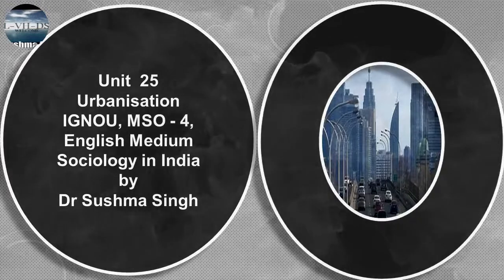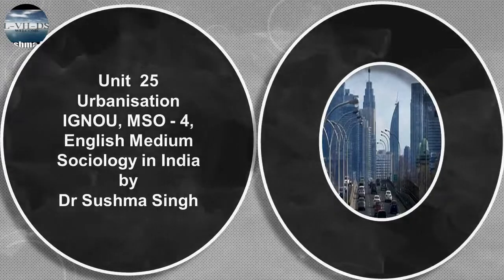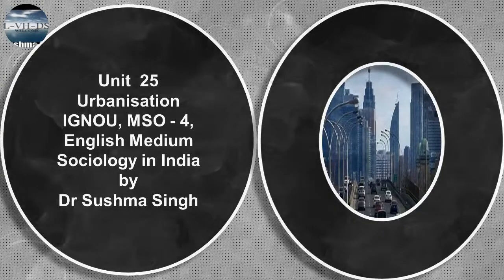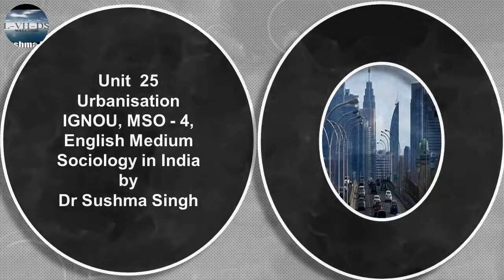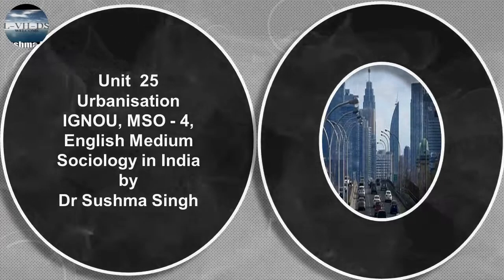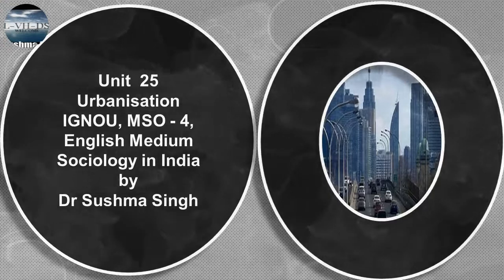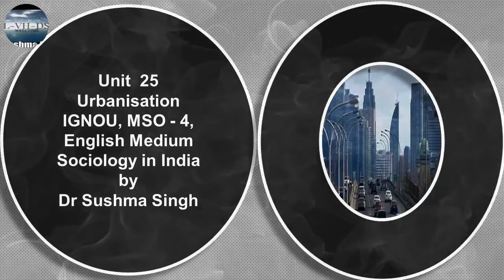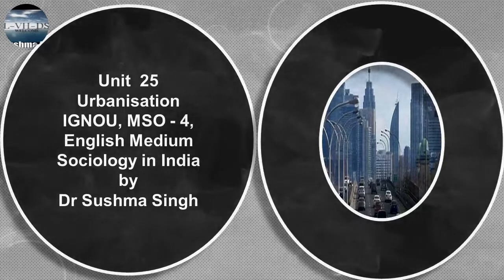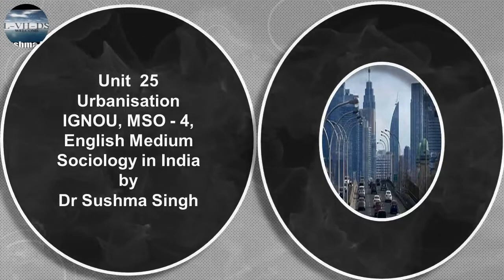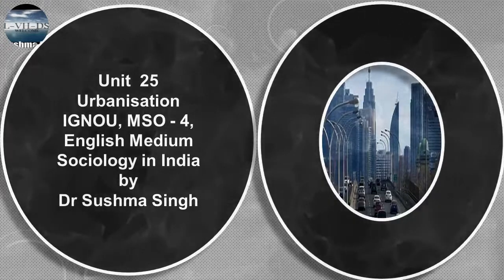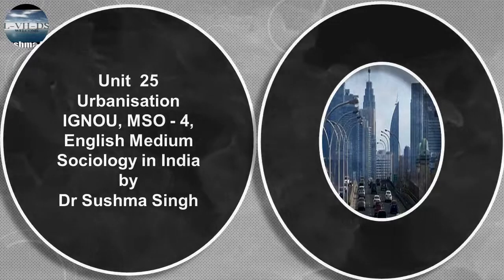Sorokin and Zimmerman enumerate 8 characteristics in which the urban world differs from the rural world. These are occupation, environment, size of community, density of population, heterogeneity, social differentiation and stratification, mobility, and system of interactions.